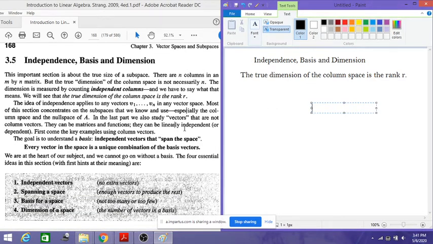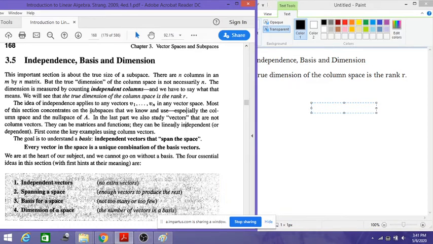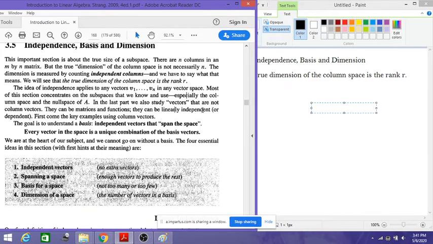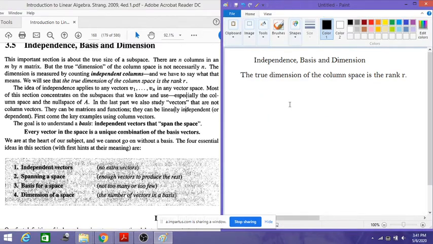Now the whole idea is that the idea of independence applies to the vectors v1 to vn in the vector space. Then we will concentrate on the subspace, and the important goal here is to understand the basis, that is the independent vectors that span the space. It means the independent vectors are those by which we can fill the entire column space. In the definition, every vector in the space is a unique combination of the basis vectors. So that is what it means.